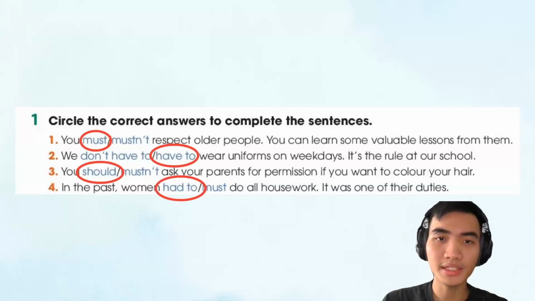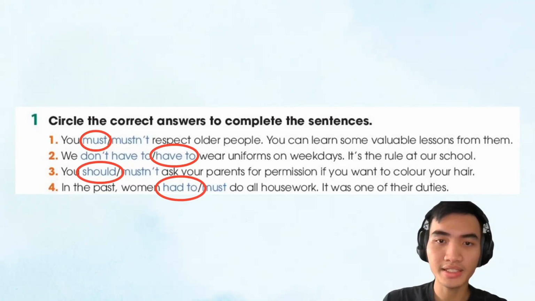Number 1. Must is the right answer instead of mustn't because of the following sentence. Older people can offer a lot of valuable knowledge and experiences with their wisdom. Number 2, have is the right answer.